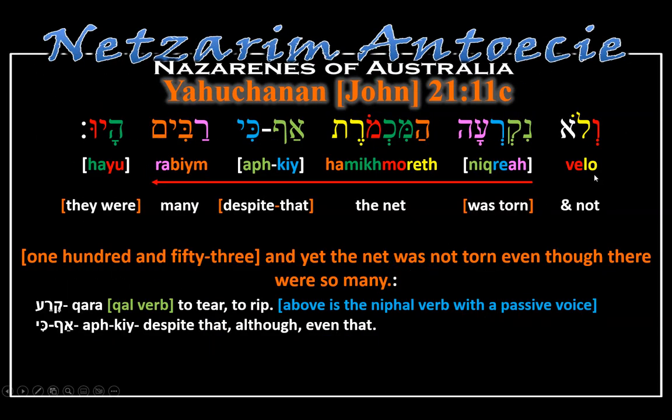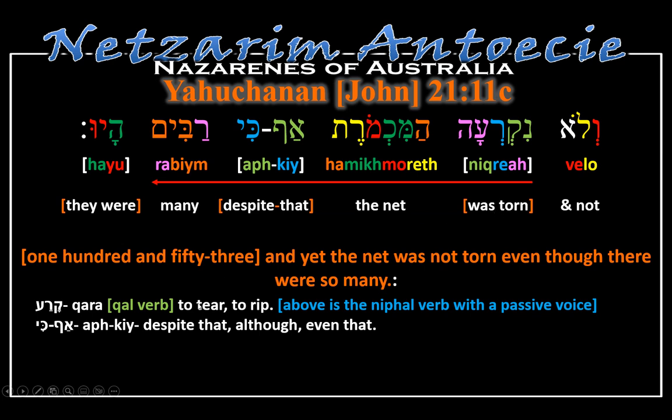And so we come to part C. We see we've got a Vav, Lamed, Aleph, Nun, Kuf, Resh, Ayin, Hey, Hey, Mem, Kaf, Mem, Resh, Tav, Aleph, Fesofit, Kaf, Yod, Resh, Beit, Yod, Mem, Sofit, Hey, Yod, Vav. And so we read it. Velo, and not. Nik re'ah, was torn. It's a passive ending, so it was torn.